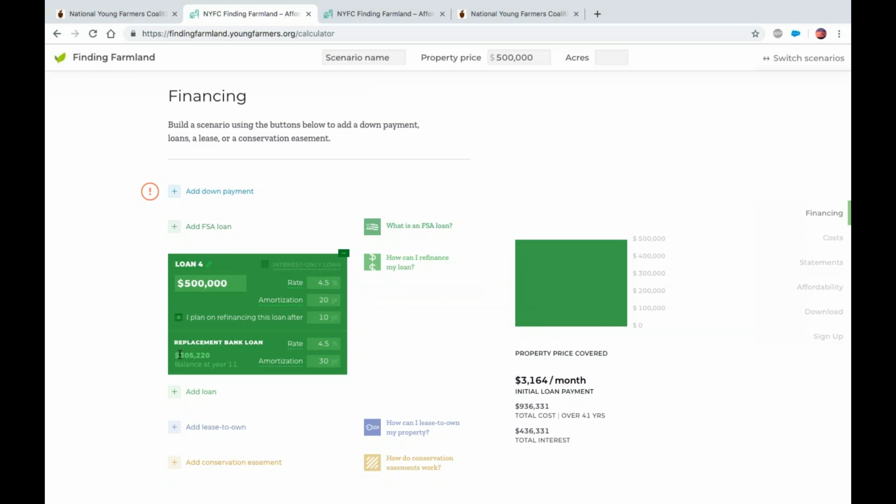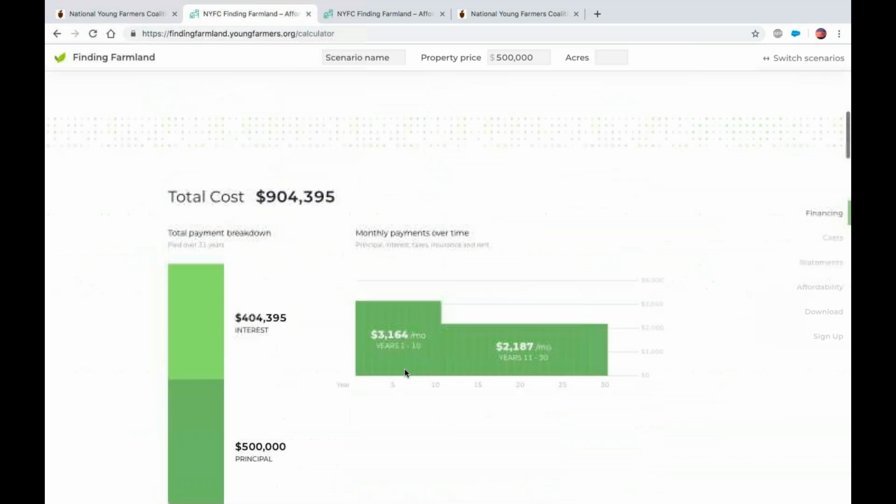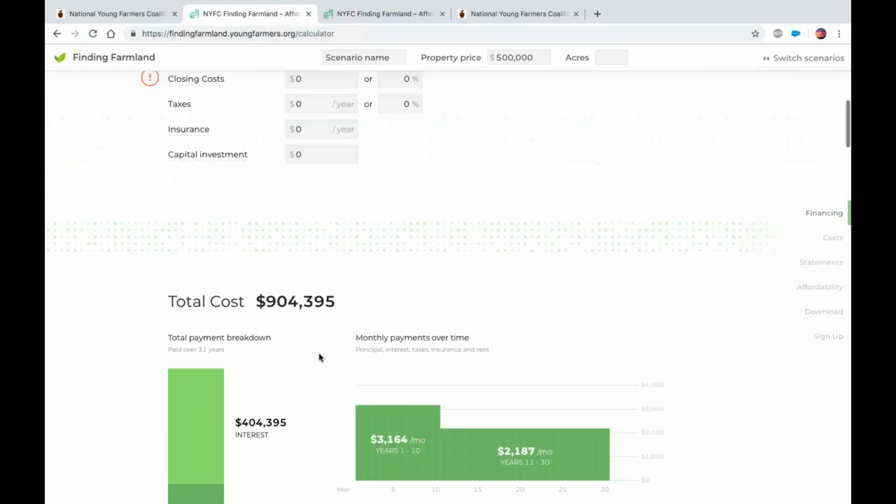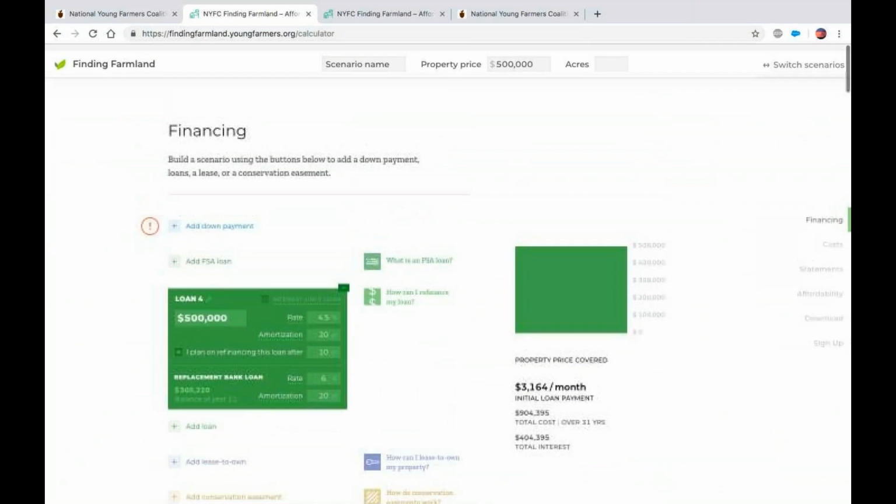So at the end of that 10 years, you'll still have $305,000 in principal remaining, and you'd probably get a bank loan for that. It lets you adjust the rate, and maybe you'd want to pay that out over 20 years. And it gives you some information about that.